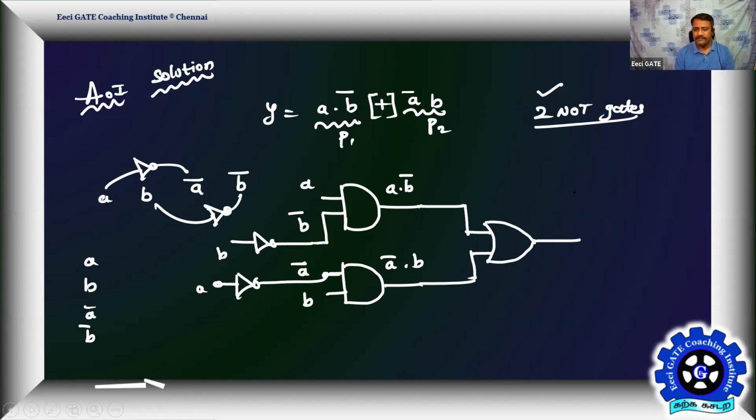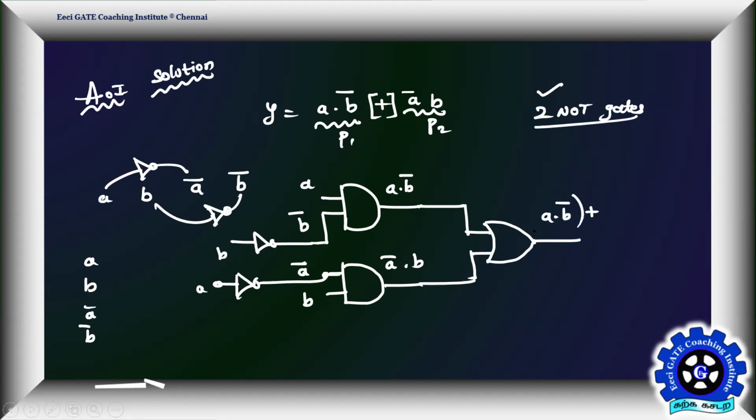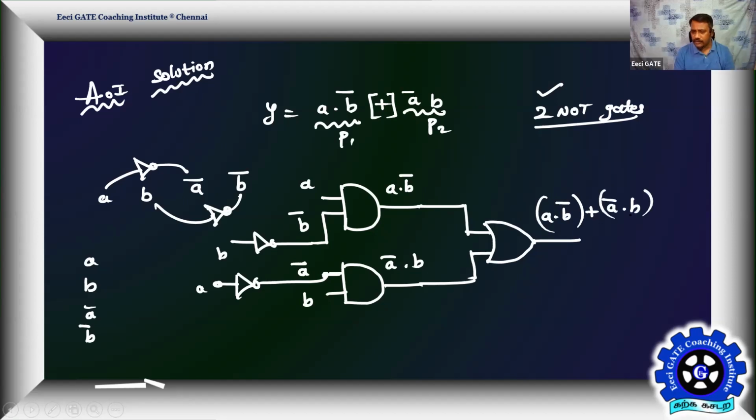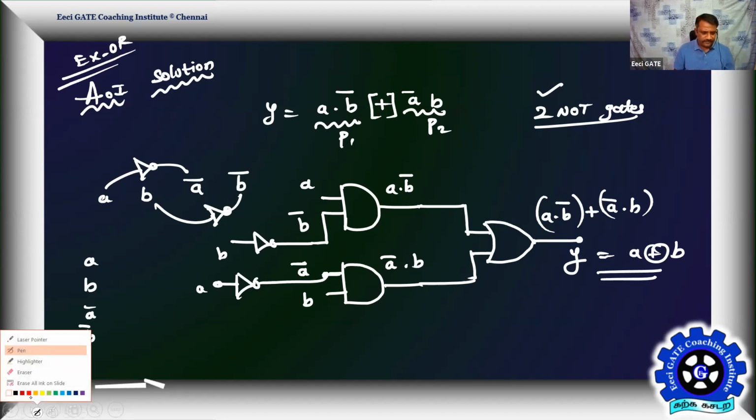Yes. What is the output? A dot B bar, or this product, A bar dot B. So the resultant is our output signal Y, which is shortly given as A XOR B implemented. That's your AOI solution of the exclusive OR function. Agree, everyone? Easy? Yes, sir.